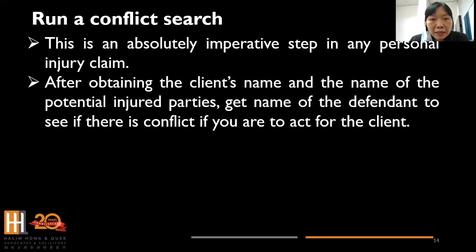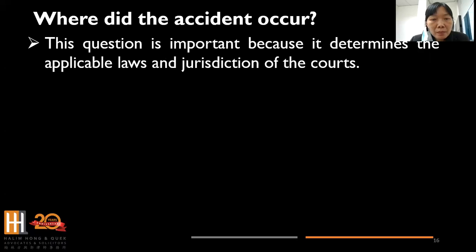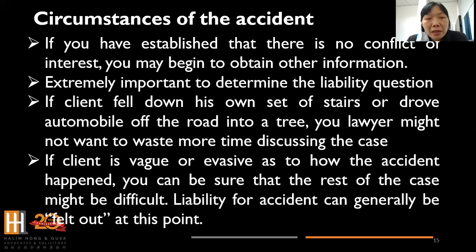Next slide. Before that, yes. So circumstances, then you need the client to explain to you what happened, but this is after you are sure that there's no conflict. If there's a conflict, then you don't have to go through all this. So you can begin to obtain this information. Circumstances of the accident is very important. Let's say what happened on that day. Personal injury is not necessarily a car. It can be he fell down, or drove the automobile off the road and ran into a tree.